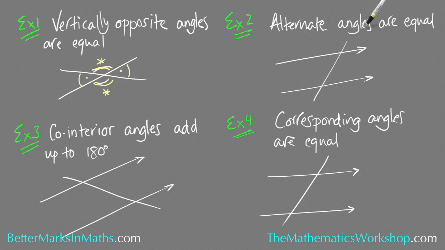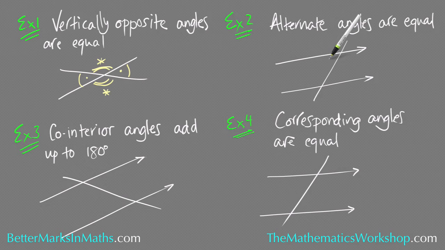In example 2, and the last three examples, we look at parallel lines, which are what these arrows mean. These two lines going in the same direction are parallel. And what happens when they are crossed by a straight line? Alternate angles are equal, and they are angles that are between the two parallel lines, but on opposite sides of the line that's cutting those parallel lines. And that line that cuts the parallel lines is called a transversal.